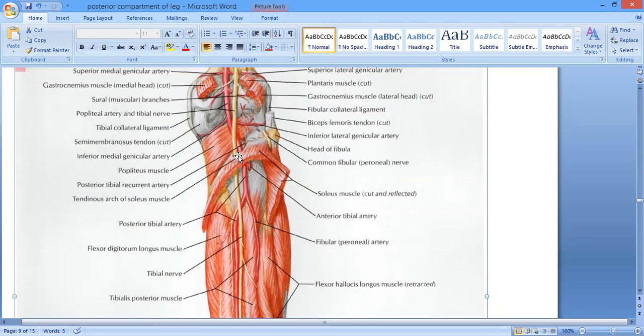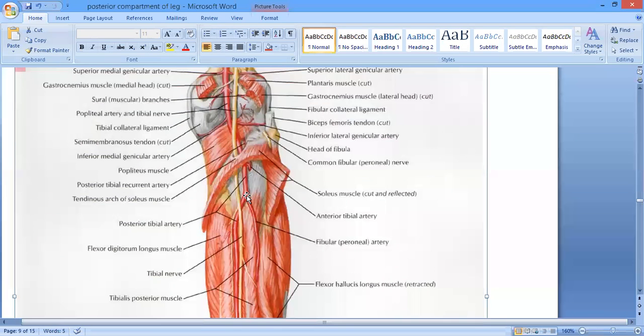As soon as it gets its origin, it passes behind the soleal arch. See this, this is the soleal arch, right? You see the attachment of the soleus muscle extending from the fibula to the tibia, right? Its attachment has a fibrous arch over here, right? So it passes behind this fibrous arch and it is going to enter into the posterior compartment of the leg.